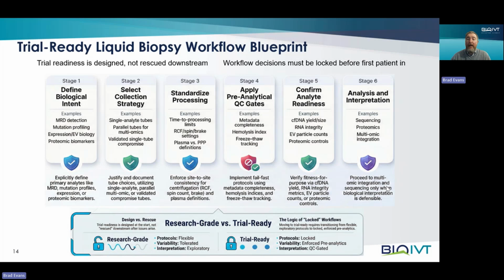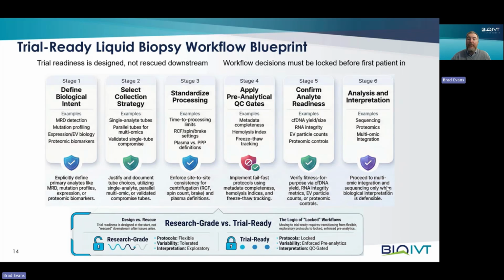Fourth, we apply pre-analytical QC gates. That includes metadata completeness, hemolysis checks, and free cell tracking, fail-fast controls that stop compromised samples before they enter analysis. Fifth is confirming analyte readiness. We verify that cfDNA yield and fragment size are appropriate, RNA integrity metrics are acceptable, EV counts make sense, or proteomic controls are within range. This ensures the material is fit for the assay.